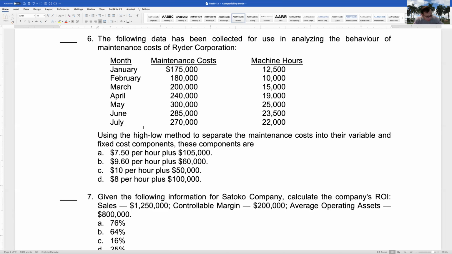So the high-low here is referring to the activity index. So what is the activity index? In this case, that's the machine hours. So you're going to find which month has the highest machine hours. We go through all these numbers, and we can see here, May is the high. And now we're going to find the low. We go through the machine hours. Which one is low? 10,000 here, February. So this is low.